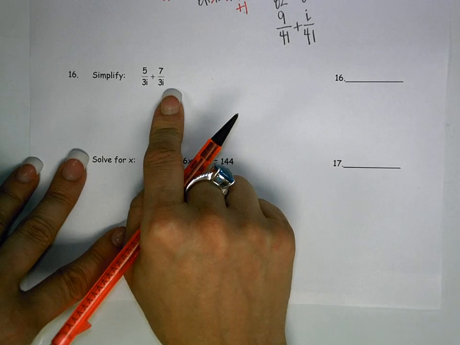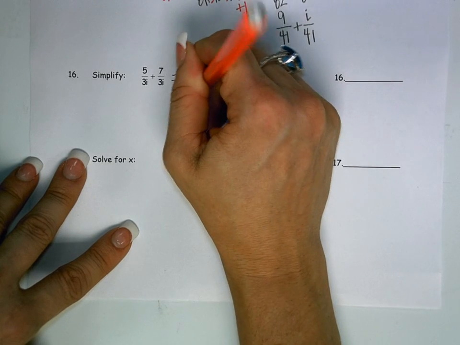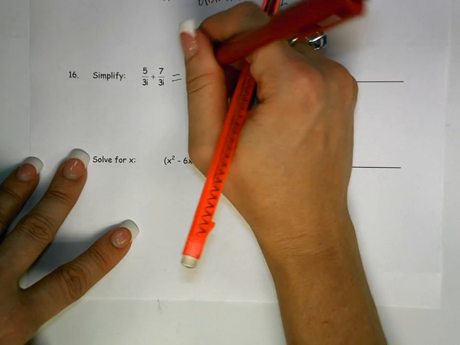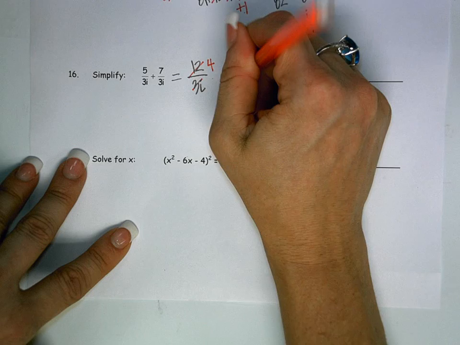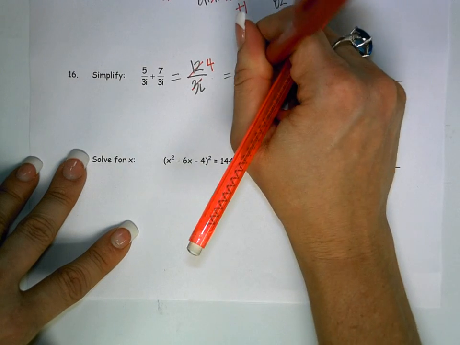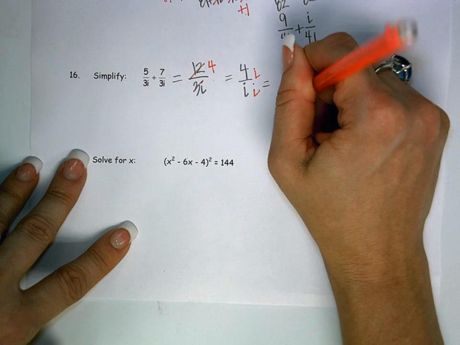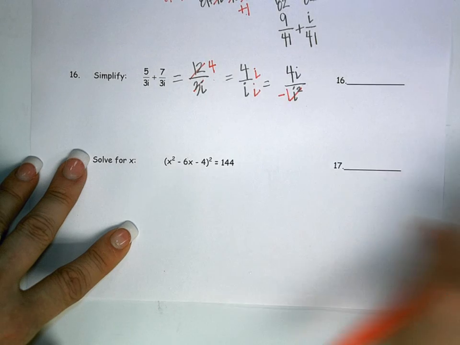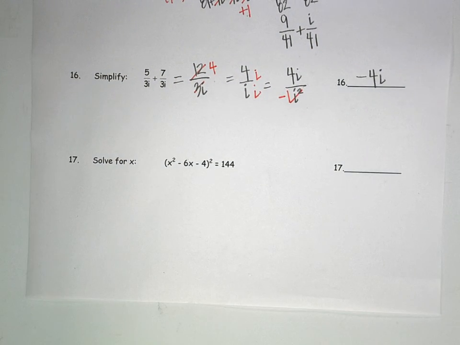For number 16, combine. These are the same denominator, so you can add them together. So that gives you 12 over 3i. Just combine the numbers on top. This reduces to leave you 4 over i. Then to get rid of the i in the denominator, multiply it away. That leaves us with 4i over i squared. i squared becomes a negative 1, and we don't want to write that like that, so you just move the negative to the top, and we got negative 4i.